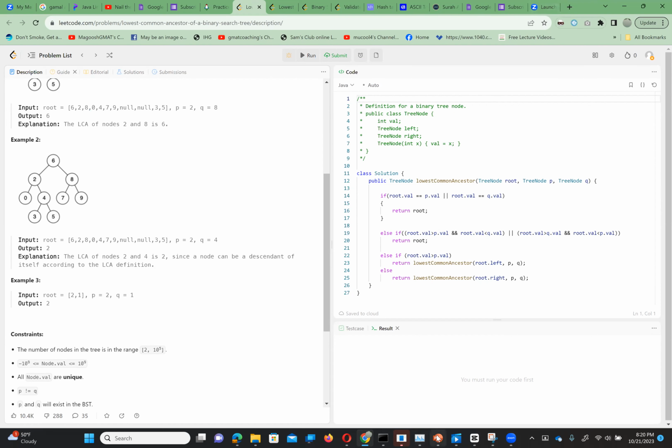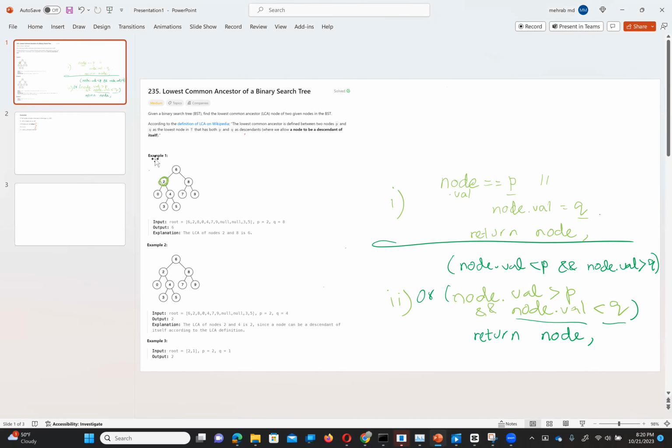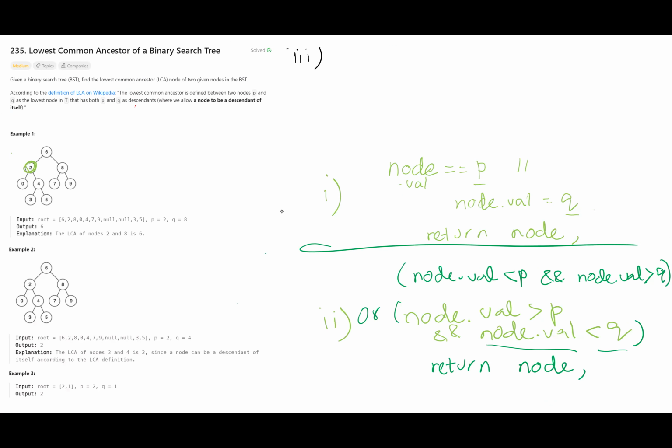Okay, now let's talk about the third thing. So 1, 2, I'm writing the third one here. The third case is I have reached a node. After traversing, I have reached a node. That is fine. Now I see that node's value is greater than P.